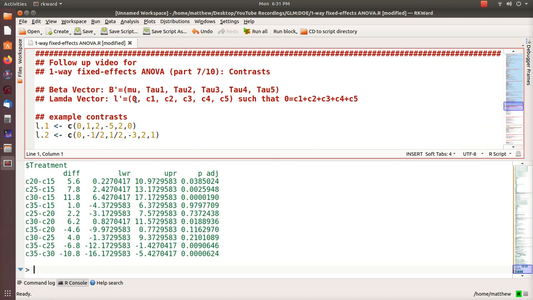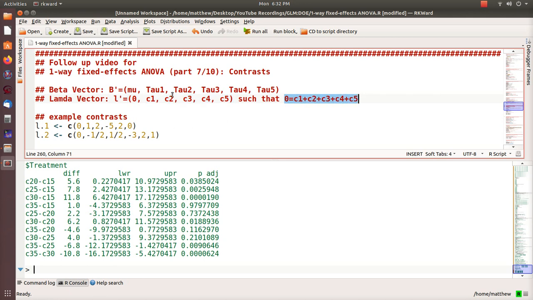Now, contrast is a linear combination of the beta vector. Remember, the beta vector in the one-way fixed effects ANOVA is mu, tau 1, tau 2, tau 3, etc. And in this example, we have 5 treatments: the 15% cotton blend, the 20, 25, 30, 35. A contrast is a very specific linear combination of these beta parameters, where the first component is 0, and the remaining 5 components sum to 0. And that's called a contrast.